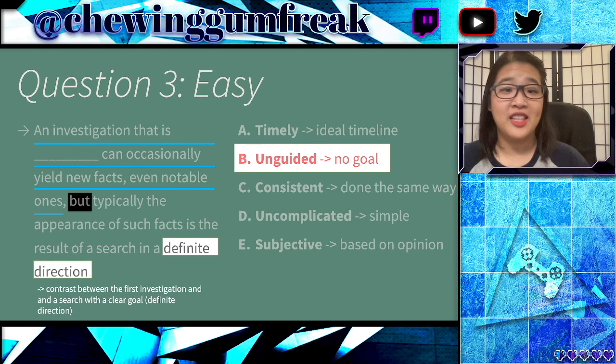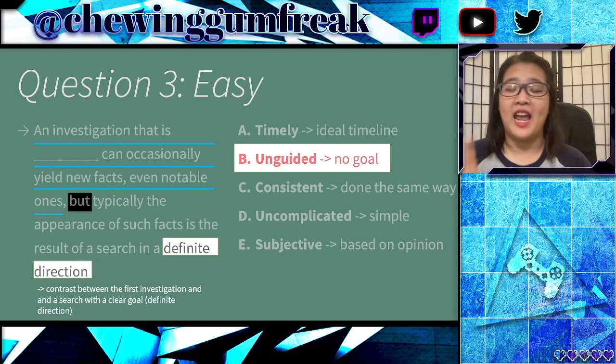An investigation that is unguided can occasionally yield new facts, even notable ones. But typically, the appearance of such facts is the result of a search in a definite direction. So you can see that this is the only answer choice that really helps us fulfill that transition word, that contrast between an investigation that's unguided and one that has a definite direction.